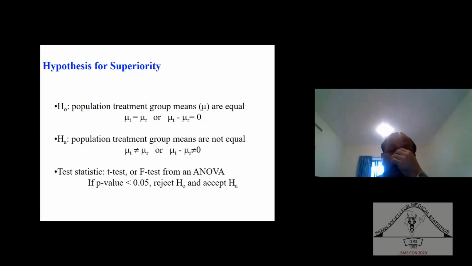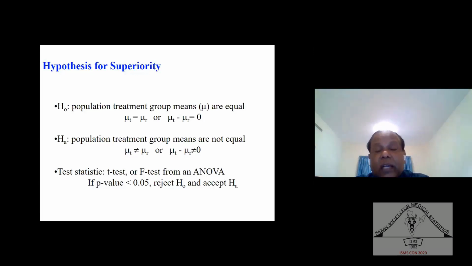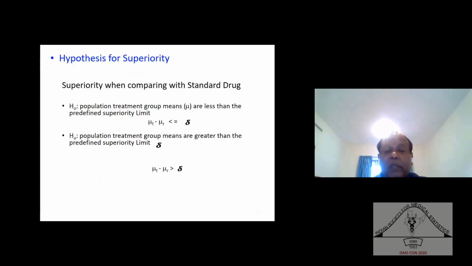What is happening in research? If I don't reject the null hypothesis, please remember, if you don't reject the null hypothesis, people accept the null hypothesis and say they are equal in effect. This is a very dangerous mistake that everybody makes. So if you do not reject the null hypothesis, don't ever accept the null hypothesis. This is a very important message that you get.